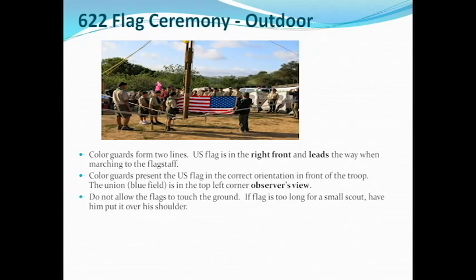When outdoors, we have different rules for the flag ceremony. Color guards form two lines with the U.S. flag on the right front leading the way. The U.S. flag is presented to the audience with the union at the top left corner from the observer's view. Do not allow the flags to touch the ground.